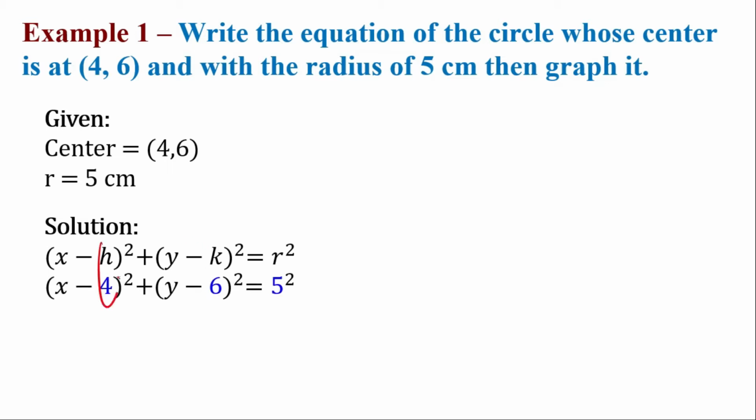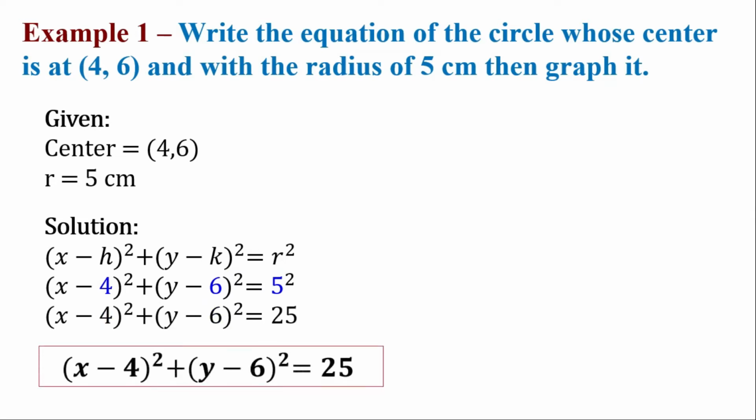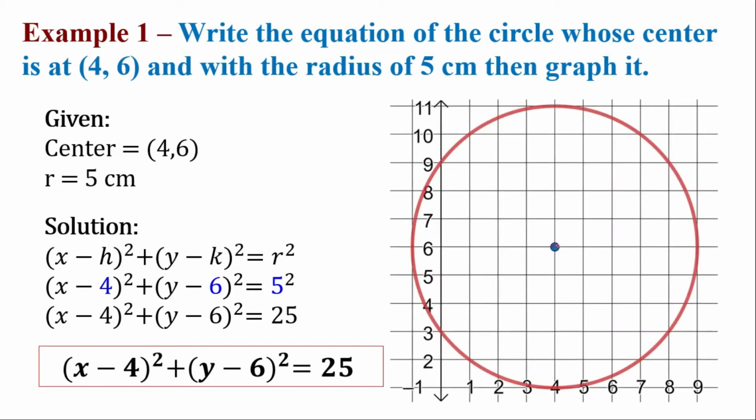So for h, that is 4, the value of the x coordinate of the center, and for k, that is 6, the value of the y coordinate of the center, and 5 for the r. Simplify it further, and you now get the equation of the circle. To graph it, all we need to consider is the center and the radius. Mark the center and count the number of units for the radius: 1, 2, 3, 4, 5, and mark that and use a compass to draw the circle.